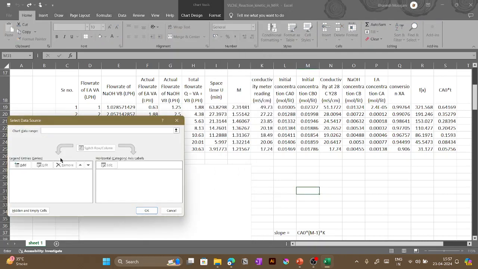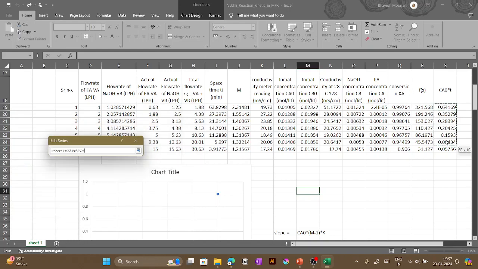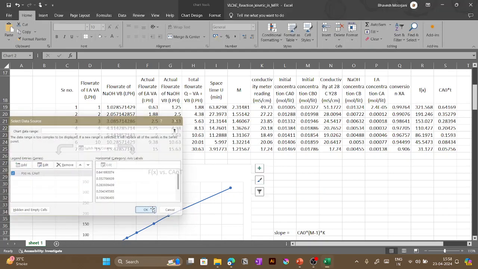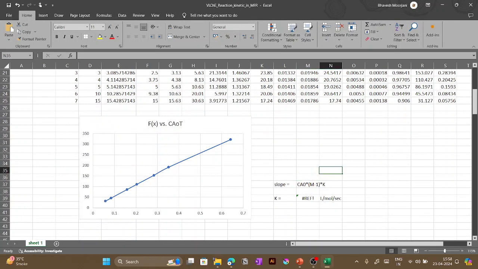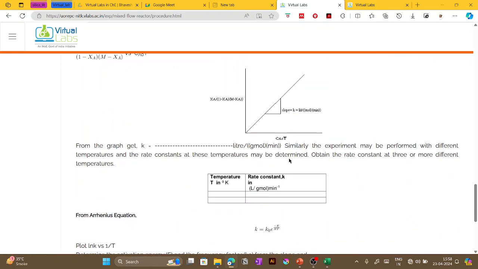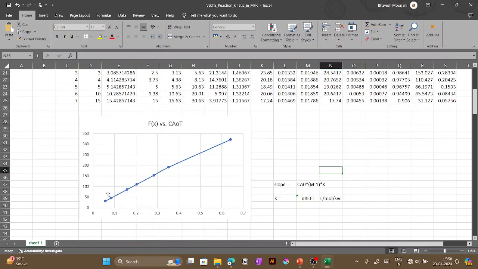Now select the data, we want to plot function of x versus ca0t. So x value is ca0t and y value is fx. Okay, let's write it, fx versus ca0t. Now you can see, as we were discussing, that we should get this sort of a plot, right? An increasing line starting from the origin, and the slope will be k. So we are getting that sort of a line.